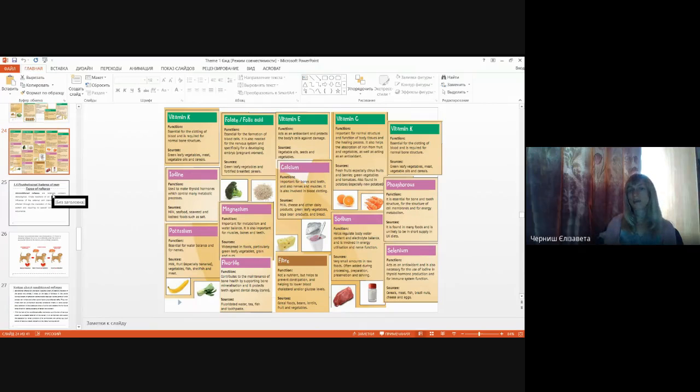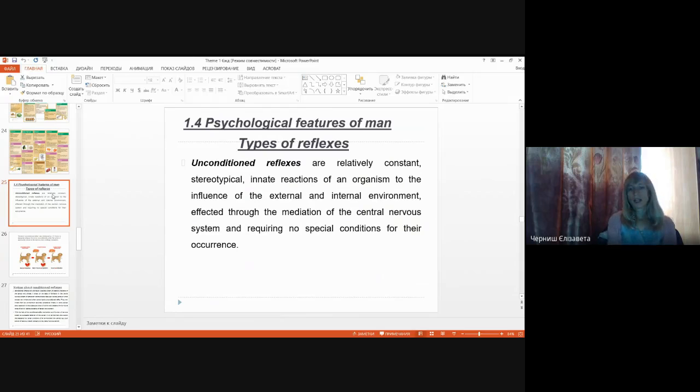So it's a type of connection of how our balance, physiological balance, homeostasis, and our different types of reactions in the body, from cell to organism in general, can influence our adaptation and our activity in the environment. Yes, it's very important. And next I want to show you physiological features of man. It's the type of reflexes that we use.